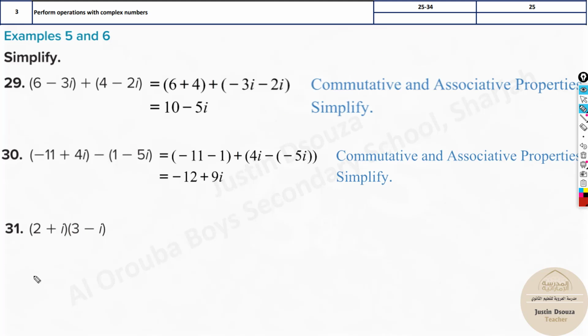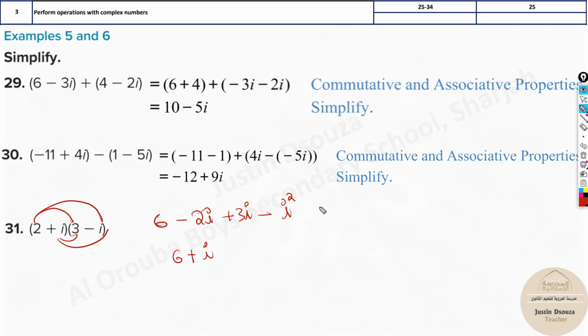It's multiplication. For multiplication, you must remember something called the FOIL method. I'm sure you all know this. First terms multiply here, and this and this. So what happens is 2 times 3 is 6. Minus into plus is minus 2i, plus 3i, minus i times i is i squared. Now, what is this part and this part? You can simplify. It will be 6 plus i.